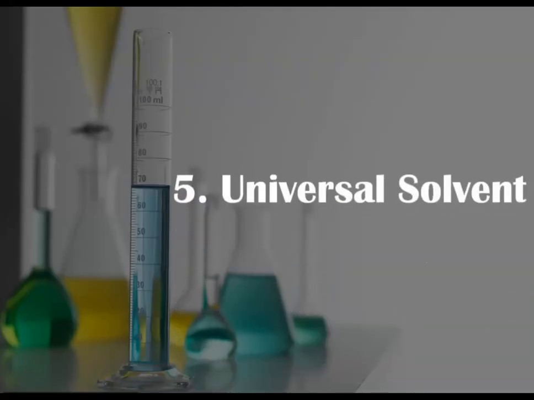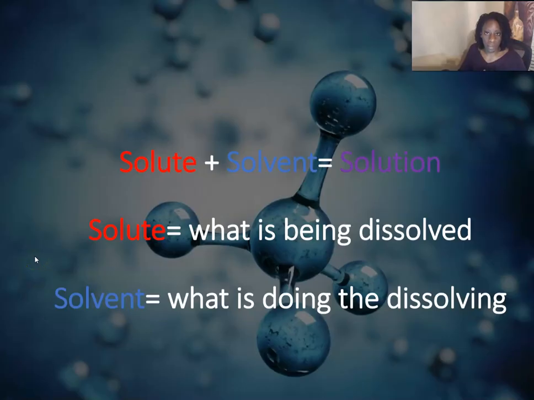And number 5, a universal solvent. Now, let's take a look at some vocabulary first before we go further. A solution is made of a solute and a solvent. The solute is whatever is being dissolved. So for instance, salt or sugar. The solvent is whatever is doing the dissolving. It's like water or oil, typically some type of liquid. So when you put those together, you get a solution.